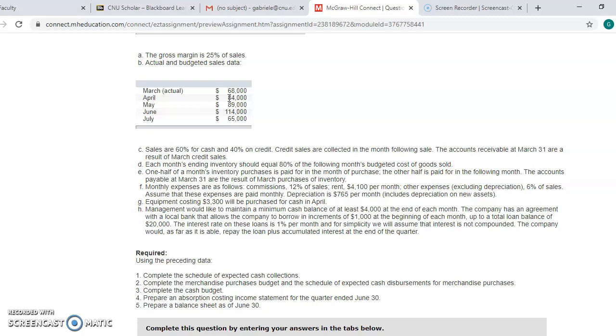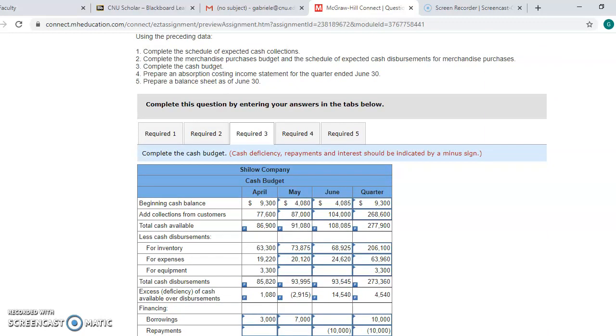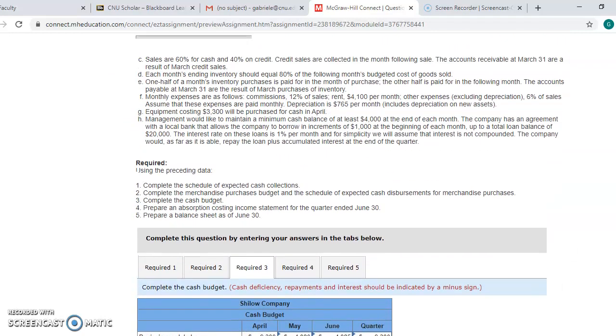So together we have 10,080, 4,100, and 5,040. Let's add this together, and I get 19,220. So again, this number right here comes from the description number F.